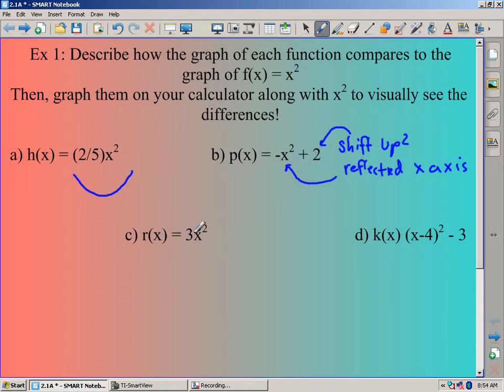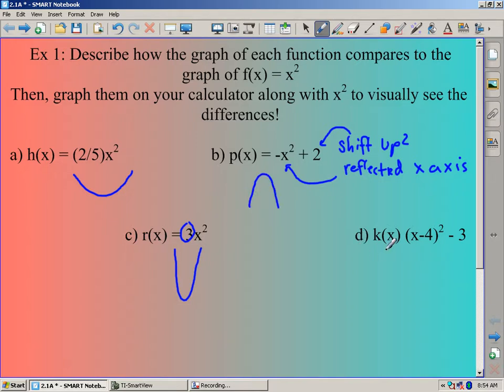And then we have 3x squared here. Again, we have a multiple. The a value is multiplied by x squared, so this is either a stretch or a compression. Since the number is bigger than 1, it is a stretch, so this is going to be a much narrower parabola. And this guy would be flipped over like that.